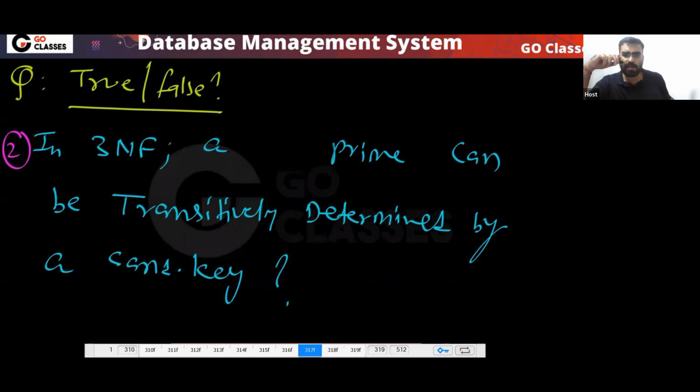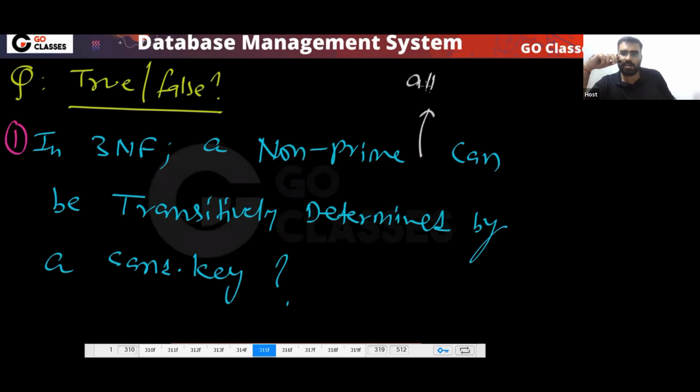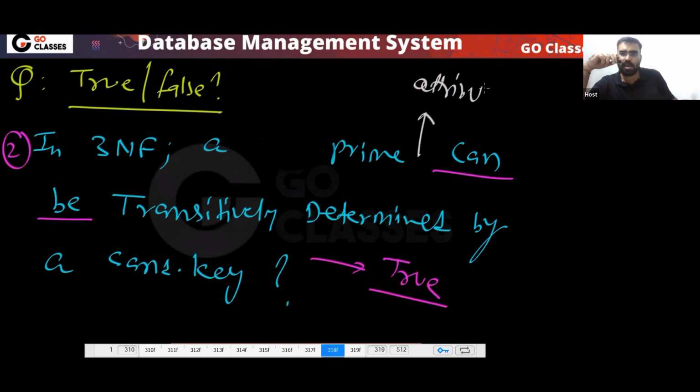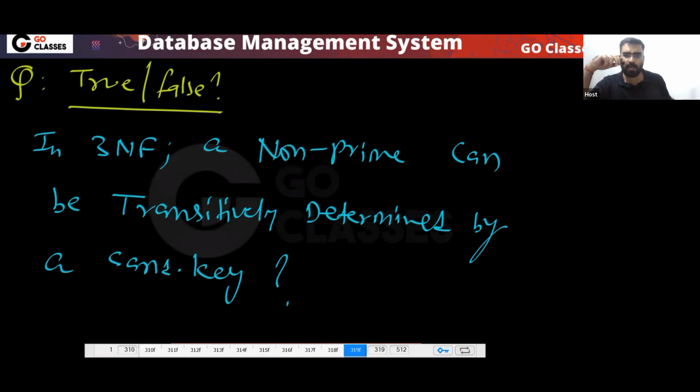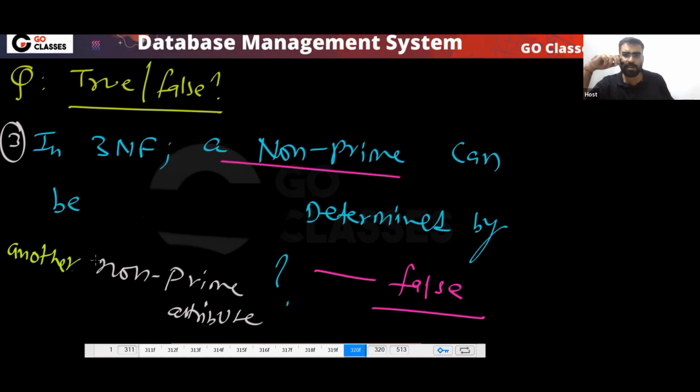Is this clear? A prime attribute can be transitively dependent. There is no problem. Okay, let's see the third statement. In 3NF, a non-prime attribute can be determined by another non-prime attribute. This statement is false. This is the problem. A non-prime attribute determined by another non-prime attribute cannot happen.